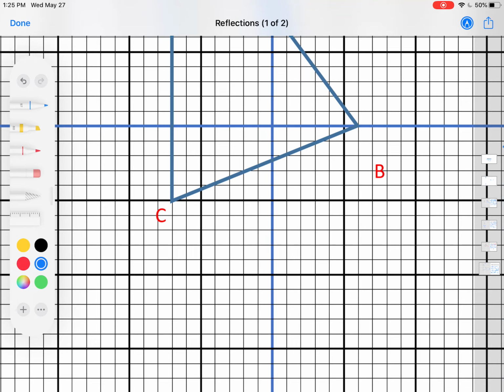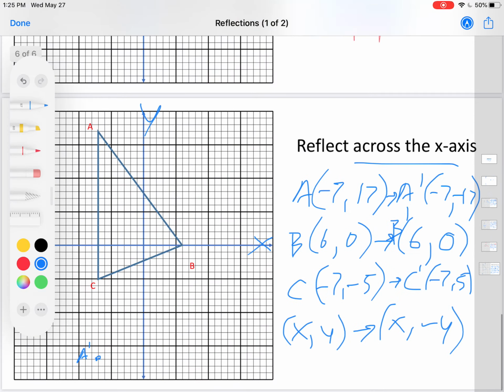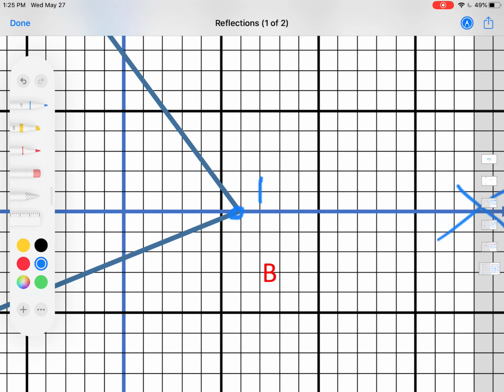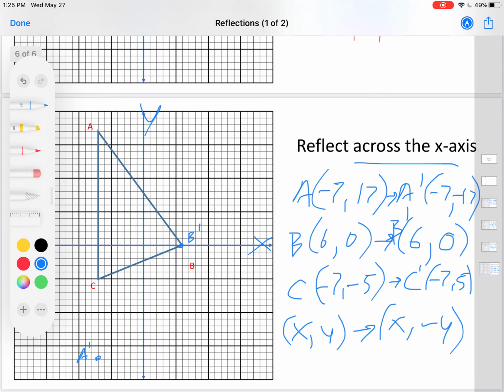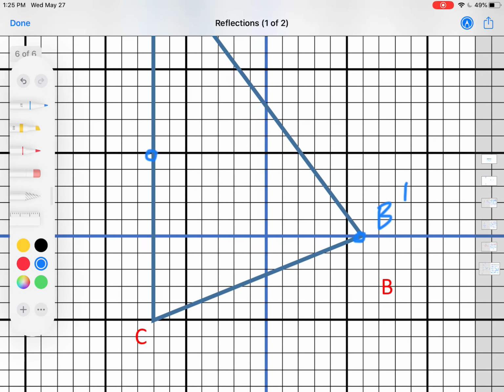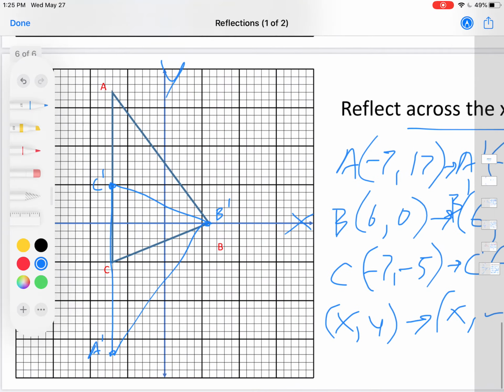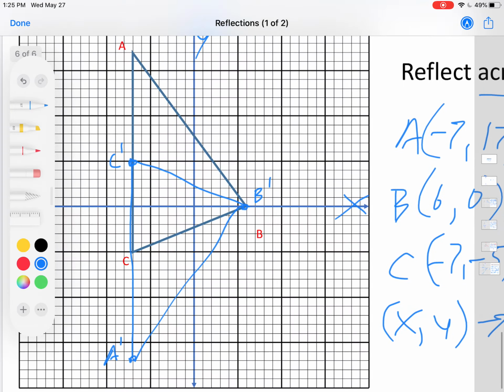So this is saying that I can go to -7, -17, and that should be where A prime is. I should go to 6, 0, and that should be where B prime is. I should go to -7, +5, and that should be where C prime is. And if I connect those three dots, that should be the image of the original triangle, of the pre-image. Let's see if that works.